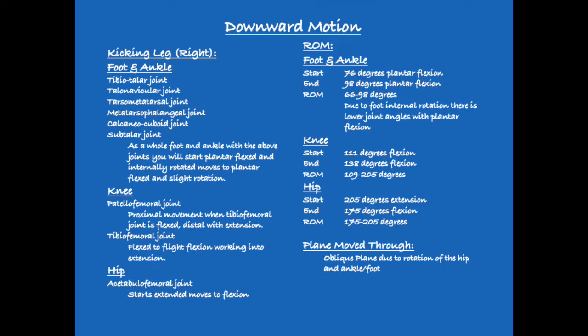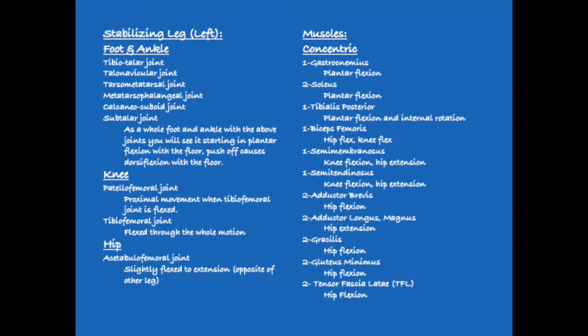The range of motion in the foot and ankle started at 76 degrees plantar flexion and ended at 98 degrees plantar flexion, with the total range of motion being 66 to 98 degrees. The knee started at 111 degrees flexion and ended at 138 degrees flexion, therefore the total range of motion being 109 to 205 degrees. The hip started with 205 degrees extension and ended with 175 degrees of flexion, with the total range of motion being between 175 to 205 degrees. This motion occurred through the oblique plane.